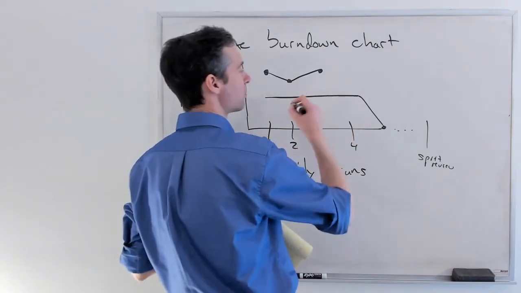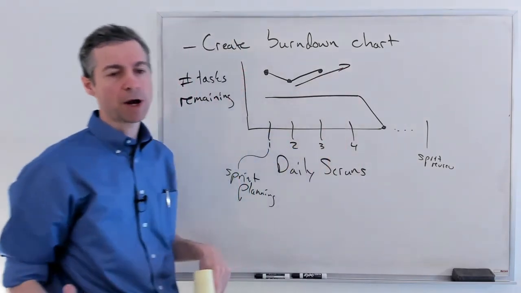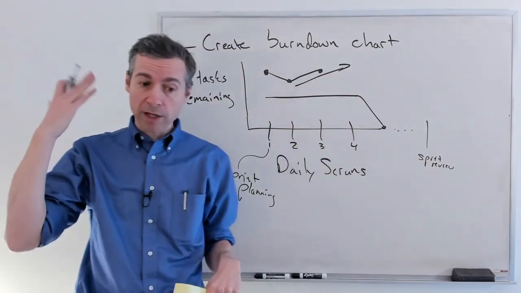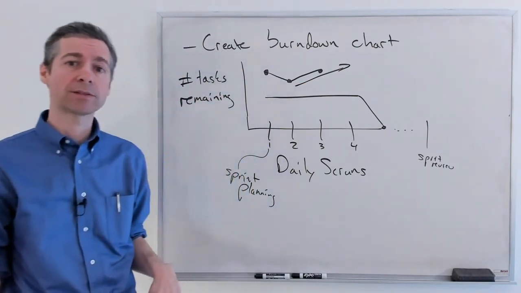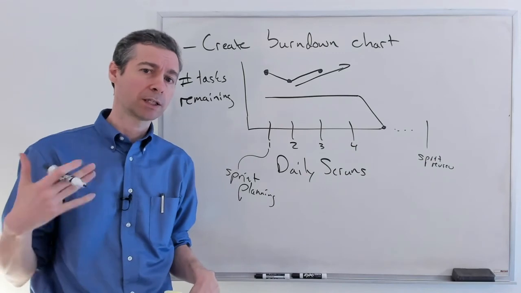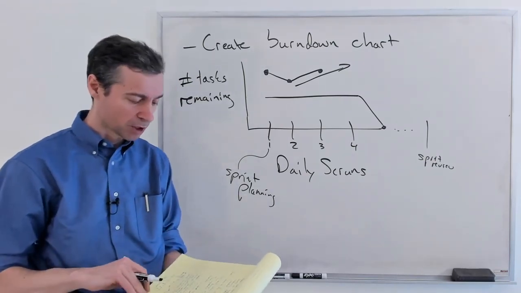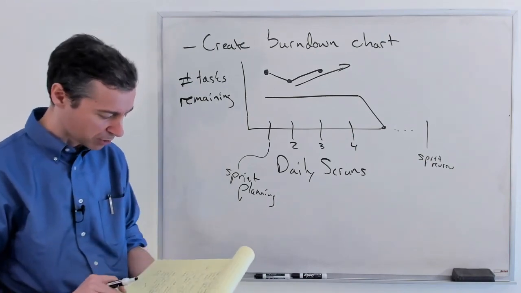If you see a lot of behavior of heading up, it probably means we're not actually brainstorming and thinking about all the tasks that we need to come up with when we are doing our planning. We need to get better at coming up with all our tasks because we're not actually enumerating them all. So you can learn a lot from your burn down charts.